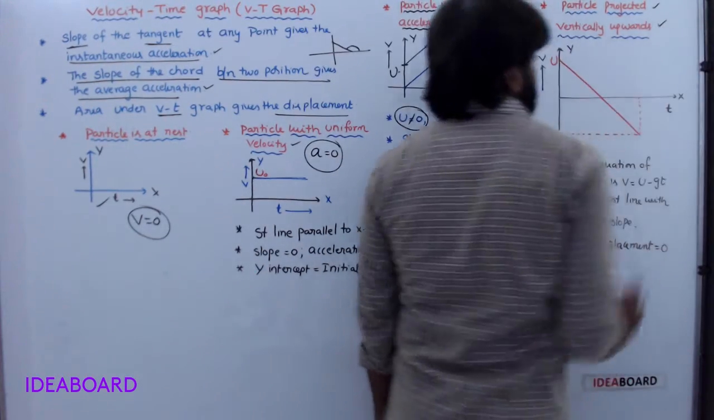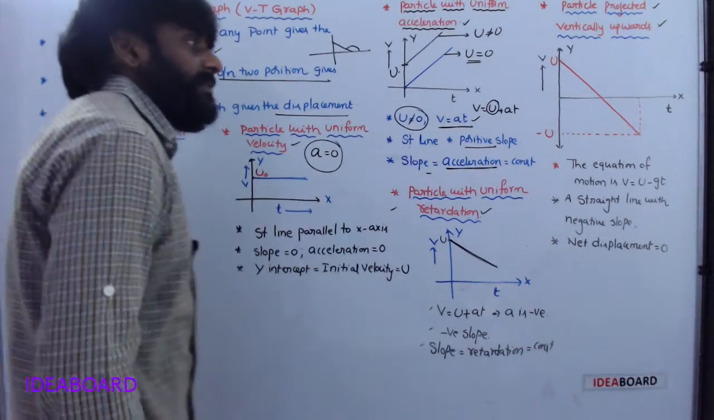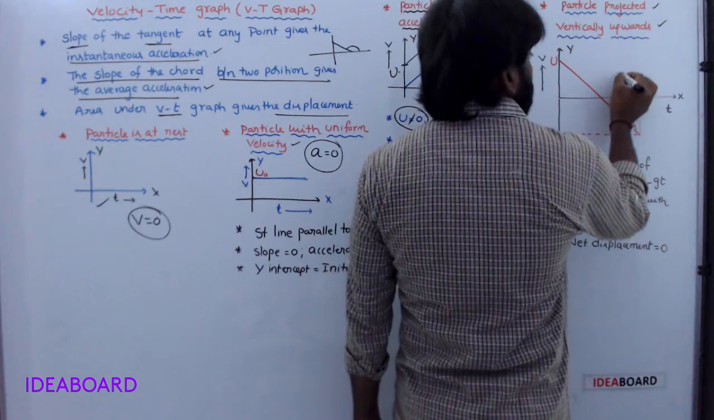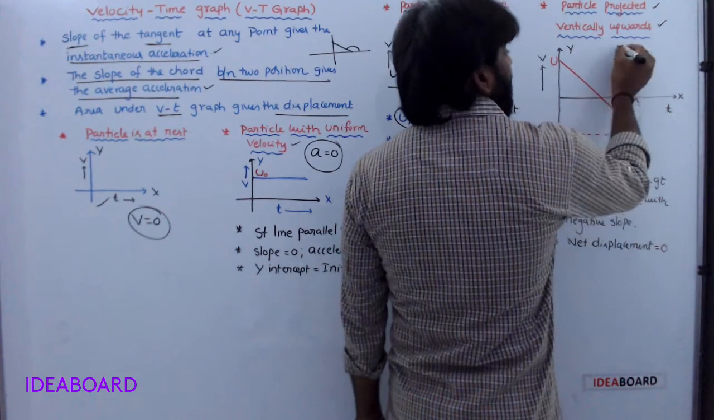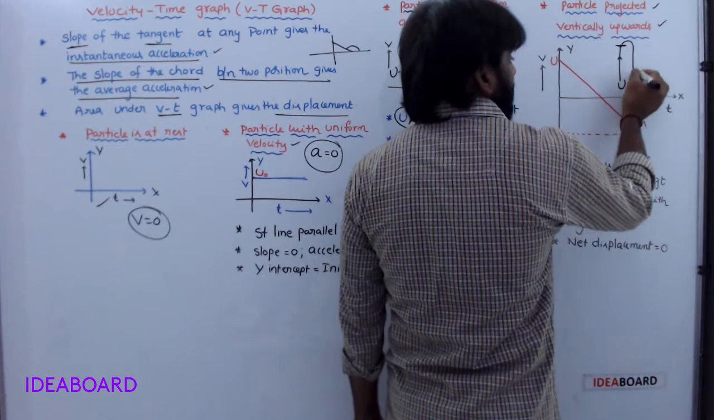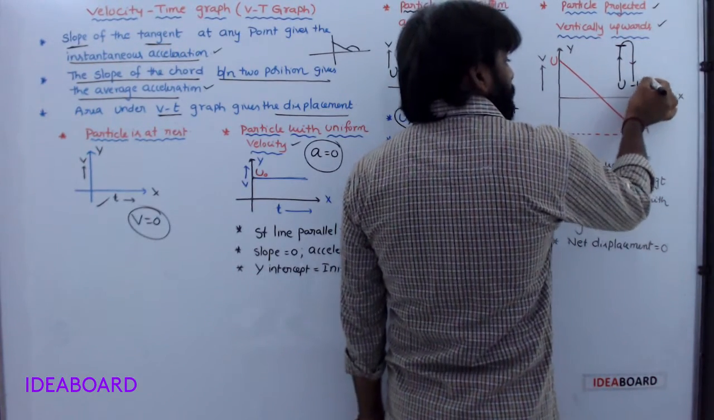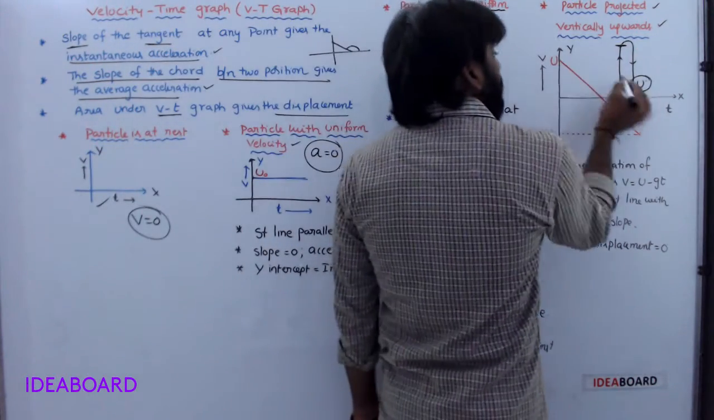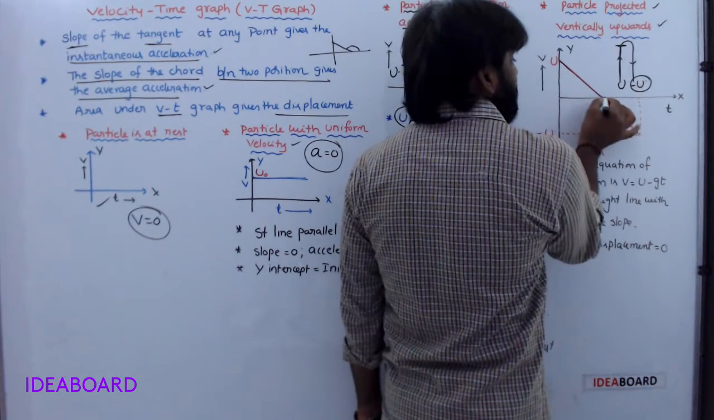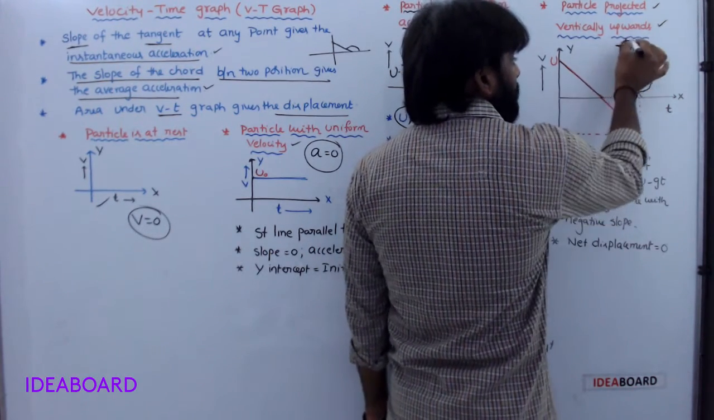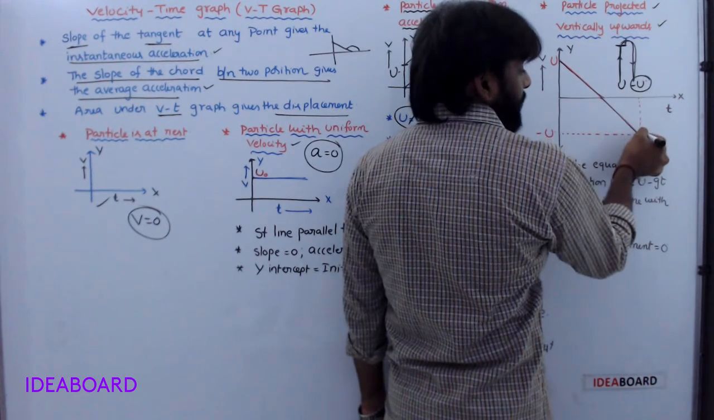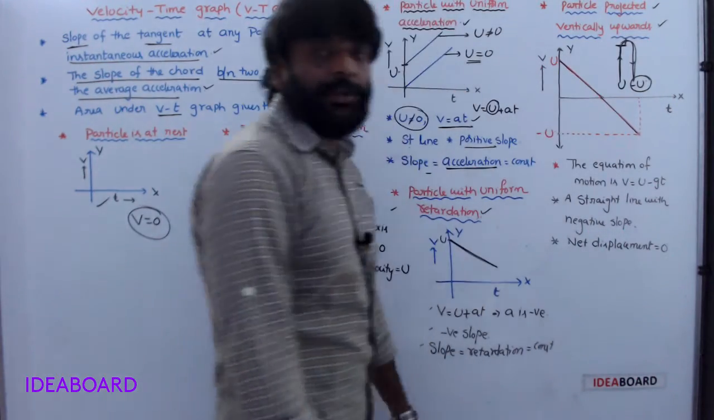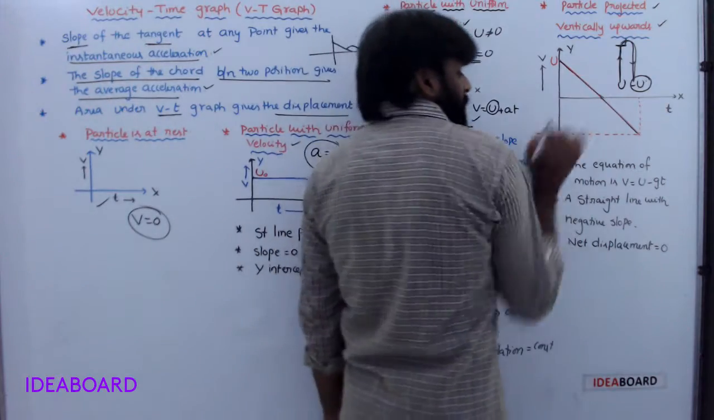Next one, particle projected vertically upwards. If the particle is projected vertically upwards with initial velocity u, at the maximum height its velocity is 0 and it comes back. The striking point velocity is the same when air resistance is neglected. Upwards, velocity gradually decreases, attains 0, and again coming back the velocity increases. Projected velocity and striking point velocity are equal in magnitude but opposite in direction. This one is the graph.